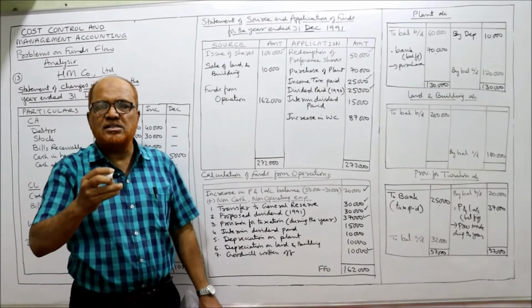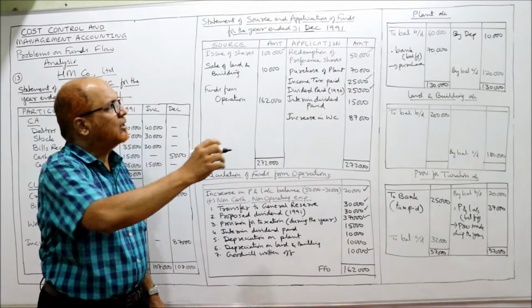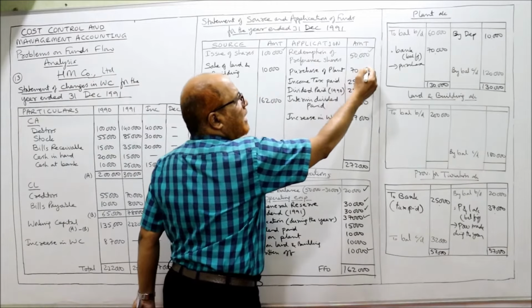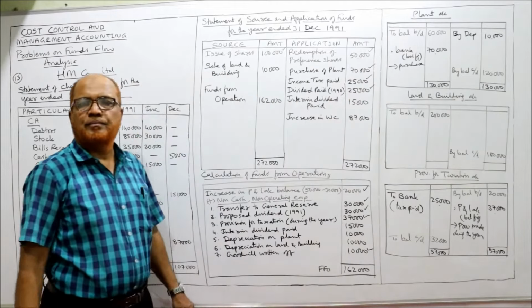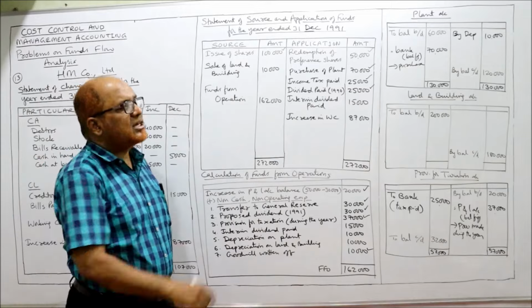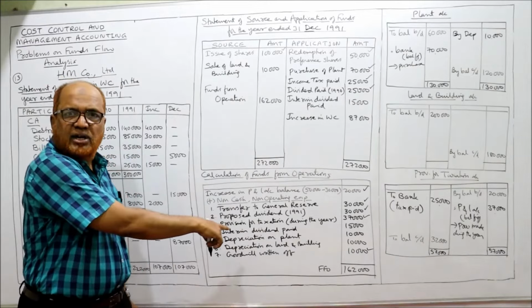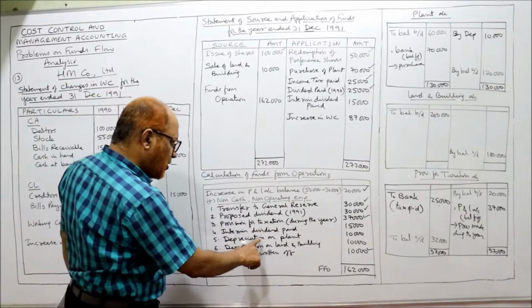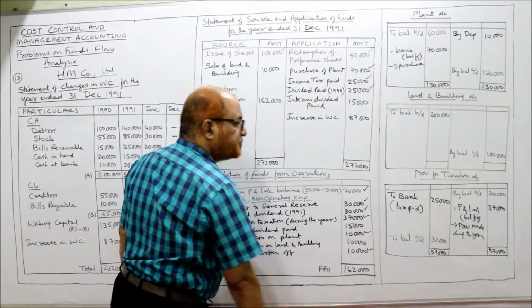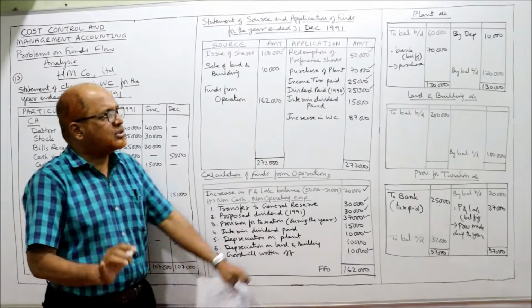When plant is purchased there is cash outflow, application. So here you can see purchase of plant 70,000. Right? Similarly depreciation on plant 10,000, non-cash item. So depreciation on plant 10,000. Over. Building also the same way.